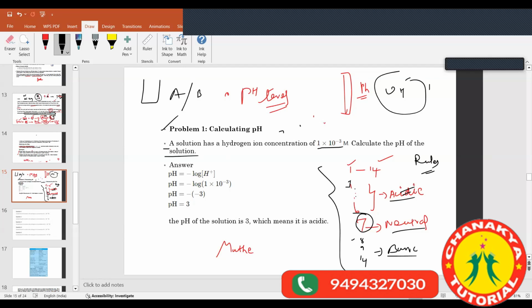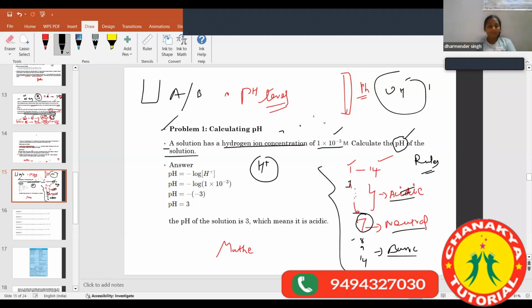The solution has a hydrogen ion concentration. They are telling it is having H plus. Hydrogen ion means H plus. The concentration is 1 into 10 power minus 3 moles. Now I have to calculate the pH level of the solution. By calculating the pH level, I can conclude whether the solution is acidic or basic. Bhumi, getting it? Yes, ma'am. What is the motive of finding the pH first of all? To find whether the solution is acid or base or neutral, right?